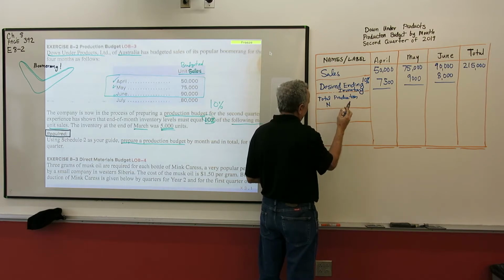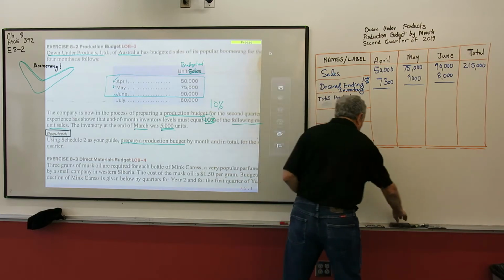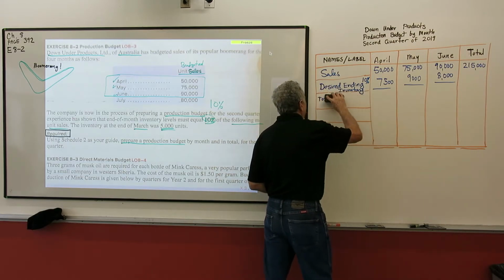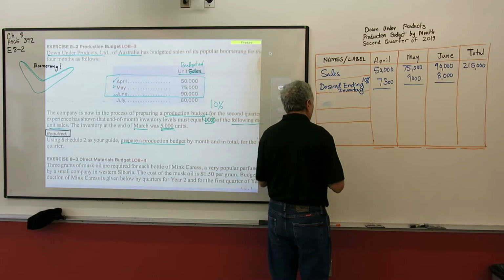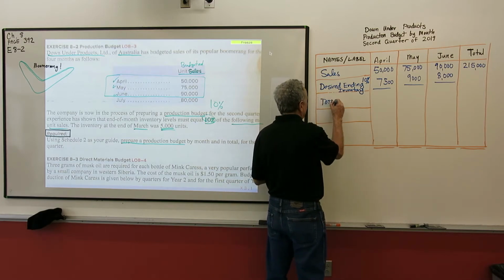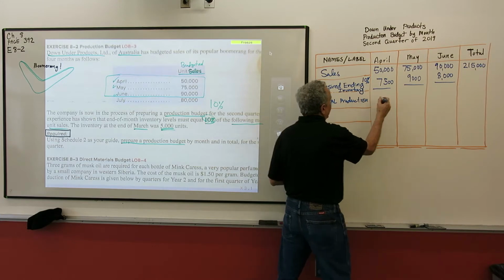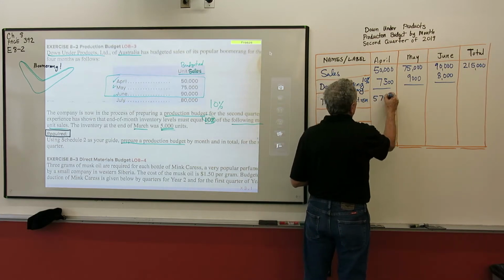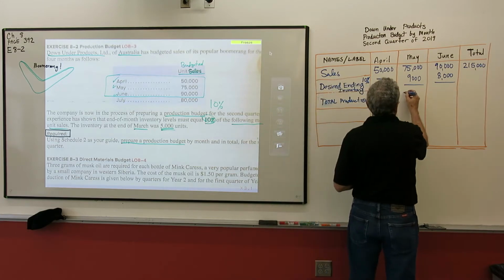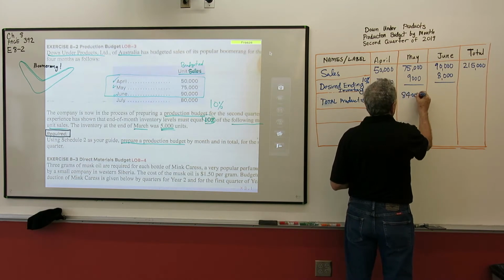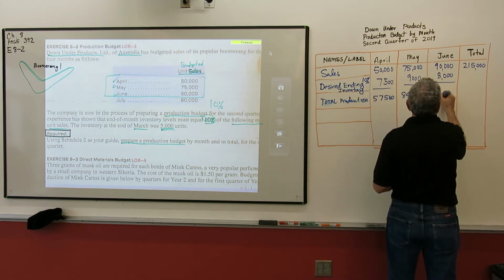Total production, let's just call it total production. I don't like the word "needs." I put that too high, so we'll just call that total production. And total production is 57,500, 84,000 boomerangs, and 98,000 boomerangs.